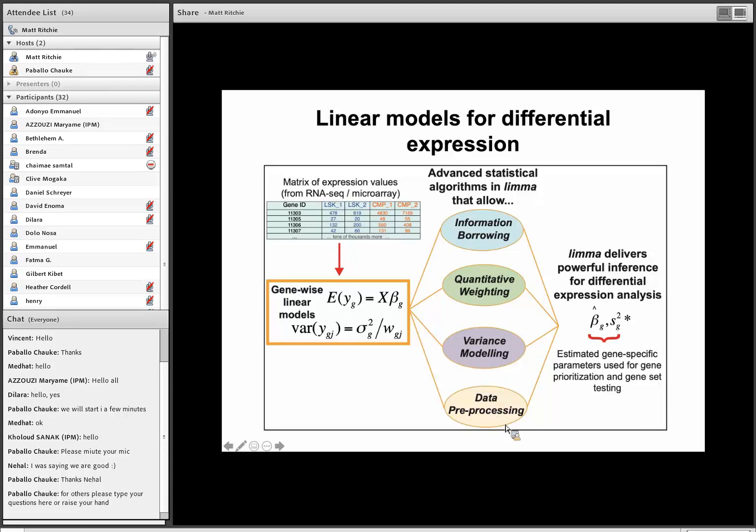And of course, the data preprocessing that I mentioned before is really useful to set all this up so that you can go through and reliably fit these linear models. And at the end, you get out some estimated coefficients, and you're testing whether those are 0 or not.